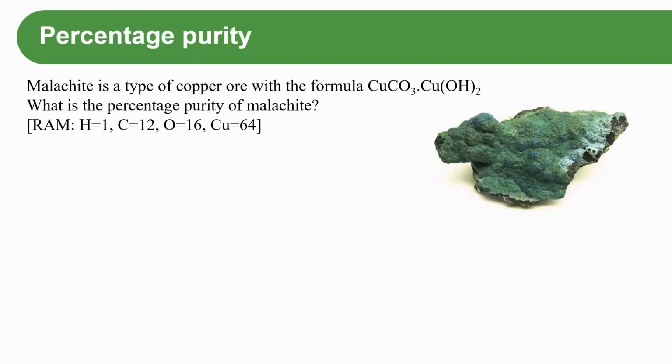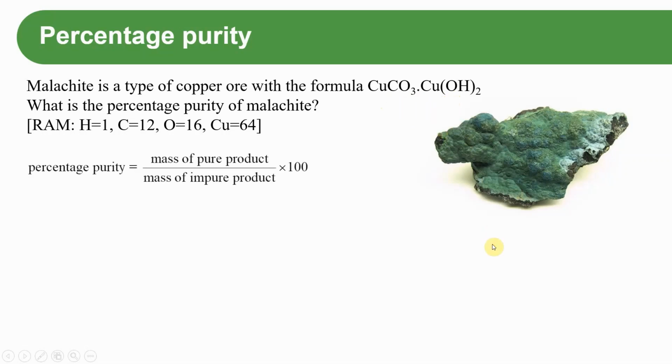And in this example, it is about metal ore, whereby this is an example of malachite, which is a type of copper ore with this formula. And we are to find the percentage purity of malachite. That means we want to find the percentage of copper present in this formula. So it's similar to finding the percentage of a particular element, which we have done previously. So the steps are similar.